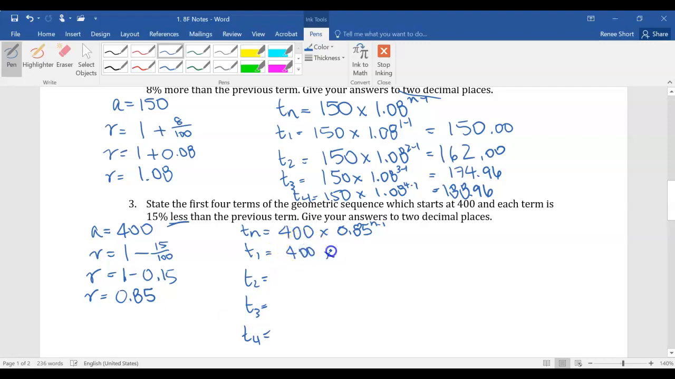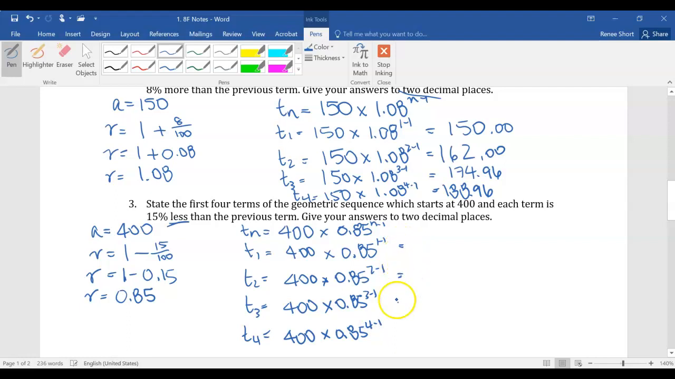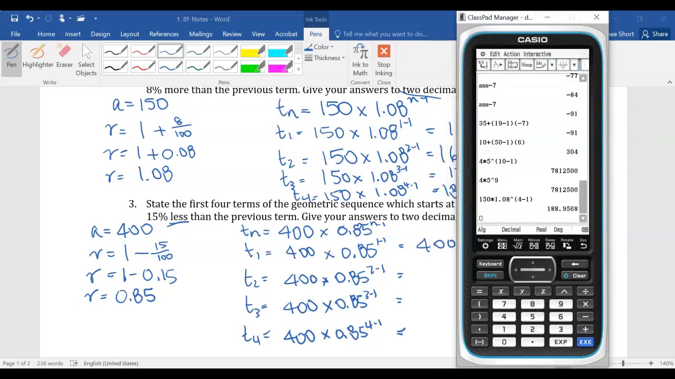And I can do 400 times 0.85 to the power of 1 minus 1. I'll just fill all these in for us. And then I can find each of these answers. It says give it to 2 decimal places. That'll be my first one, 400. My second one, 400 times 0.85 to the power of 2 minus 1. It gives me 340.